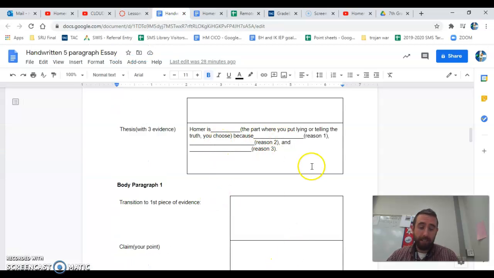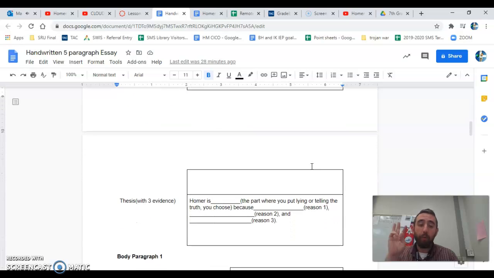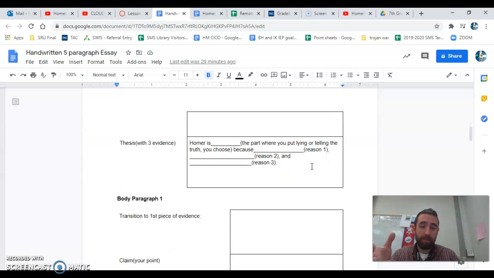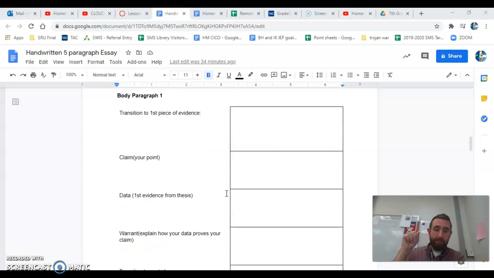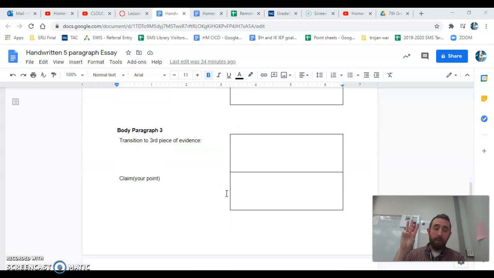Now, folks, in our thesis statement, which was the last part of our introduction paragraph, we listed 3 reasons why Homer was lying or telling the truth. You got to choose. So anyways, in our thesis statement, we have 3 reasons why. You guys told me Homer was lying or telling the truth, and the 3 reasons why. Check this out. We have body paragraph 1, body paragraph 2, and body paragraph 3. Now notice we have 3 reasons why in our thesis, 3 body paragraphs.